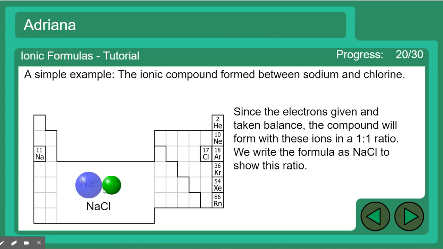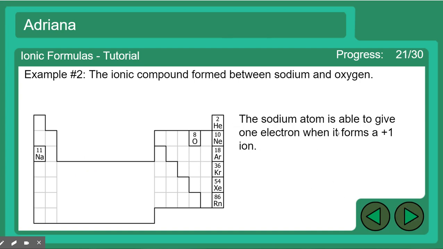And that electrostatic attraction is what forms an ionic bond to create the ionic crystal sodium chloride. Since the electrons given and taken are already balanced, sodium wants to get rid of one, chlorine wants to gain one, then the compound is going to form with a 1-to-1 ratio, because for each sodium that loses an electron, we need one chlorine to gain that one electron. So we write the formula as just the very simple NaCl, sodium chloride, because we need 1 and 1.